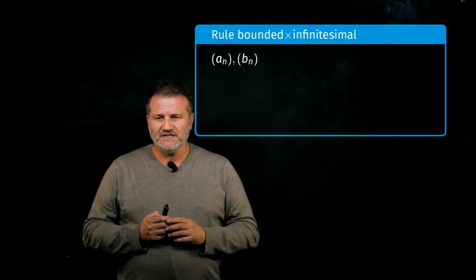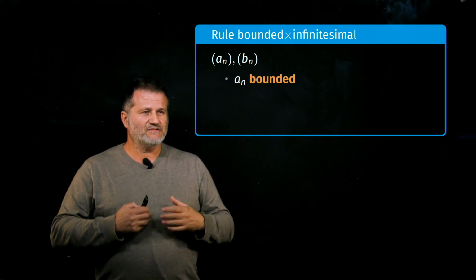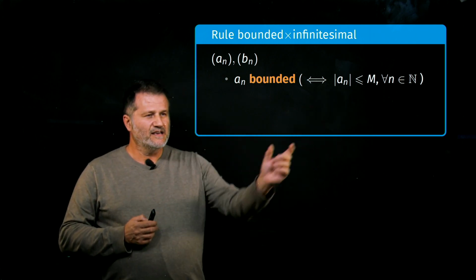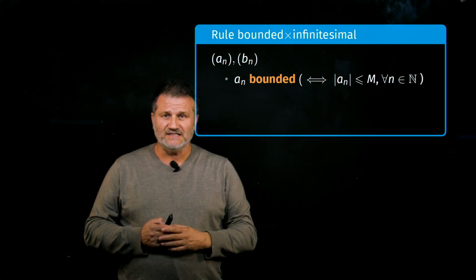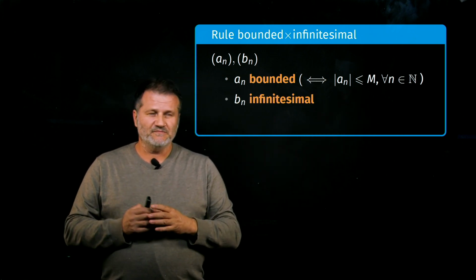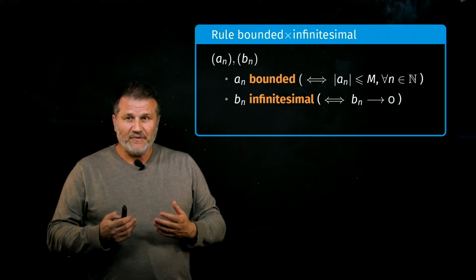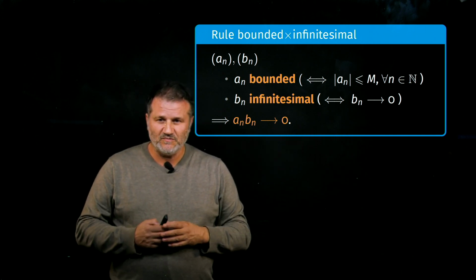An important rule for calculation follows from the squeeze theorem. It is the rule of a bounded sequence multiplied by an infinitesimal sequence. Let a_n and b_n be two sequences. Assume that a_n is bounded, and this means that there is a universal constant M, universal with respect to the index n, such that the absolute value of a_n is controlled by M for every n. And second, let b_n be infinitesimal. So this means just that b_n goes to 0. Then their product will be infinitesimal as well, so it goes to 0 when n goes to plus infinity.